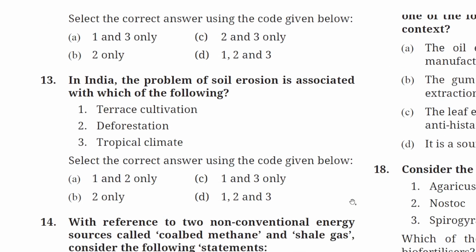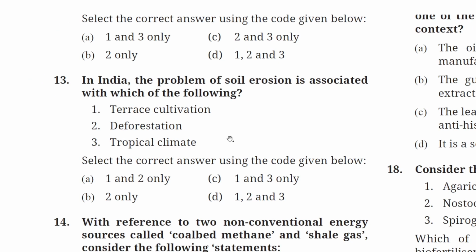In India, the problem of soil erosion is associated with which of the following? Okay. Basically, the question is about soil erosion. Terrace cultivation, deforestation, and tropical climate are the options given. Okay. So, yes, terrace cultivation is an option, deforestation, but tropical climate. Mm, here, soil erosion is about the soil being depleted. So, answer is deforestation only. There is no link between tropical climate and terrace cultivation.